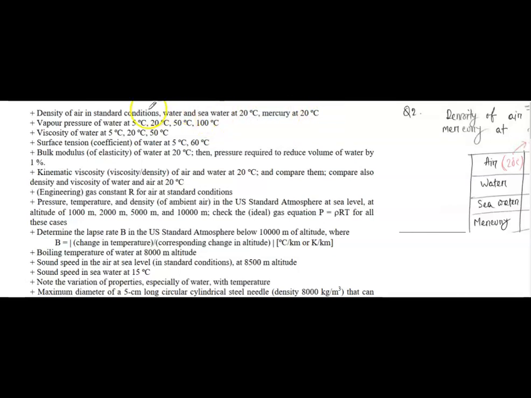Now the material here is air. We need to calculate the density of air at a standard condition. What do we mean by standard conditions? For air, a standard condition is 20 degrees centigrade. For water and seawater it is 20 degrees, and for mercury also 20 degrees centigrade. So we need to calculate the density of air, water, seawater and mercury at 20 degrees centigrade. Just keep in mind that standard condition for air means 20 degrees centigrade. If it is seawater, then it is different, which I will discuss later.